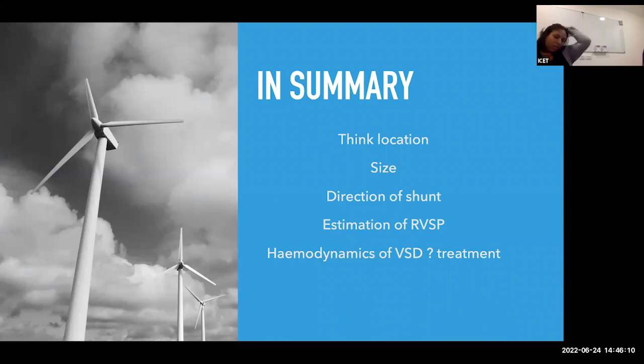So to summarize, echo can be quite useful in evaluating the VSD, used to identify the location of the VSD, the size, and direction of the shunt. Are there any right-sided complications associated with the VSD, and how hemodynamically significant is the VSD? That then feeds into whether they need treatment, and what kind of treatment, or whether it can be managed in the outpatient community. And that's all from me, folks.